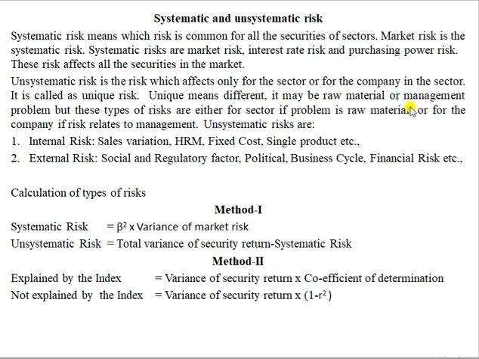Unique means different. It may be a raw material problem or a management problem. Sometimes management is also a problem of the organization. Management problems are unique risk. Suppose company A is facing a problem in its management system; it is not applicable to any other sector or company. Here I classify unsystematic risk again into two types: internal risk and external risk. Sales variation, HRM meaning human resource management, fixed cost and single product, etc. are called internal risk.